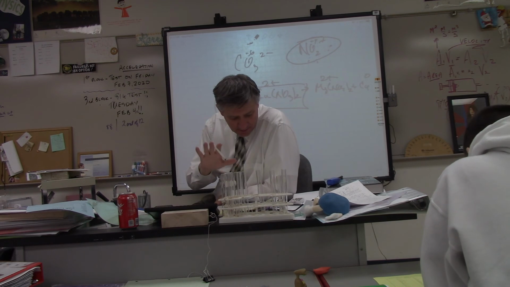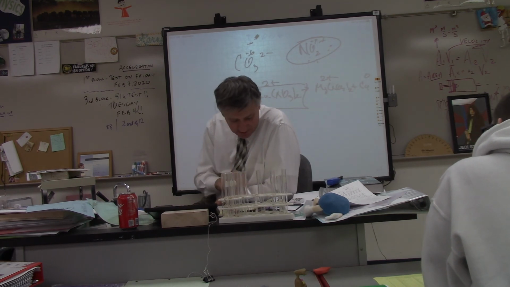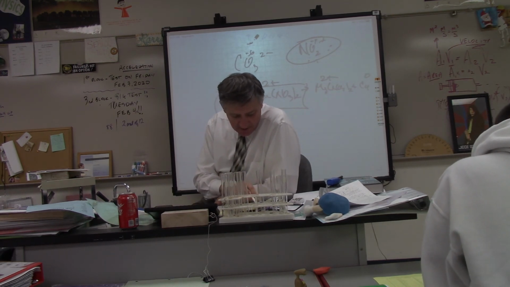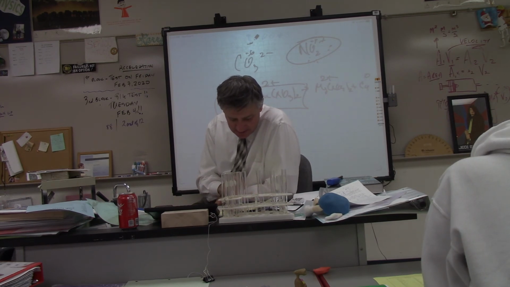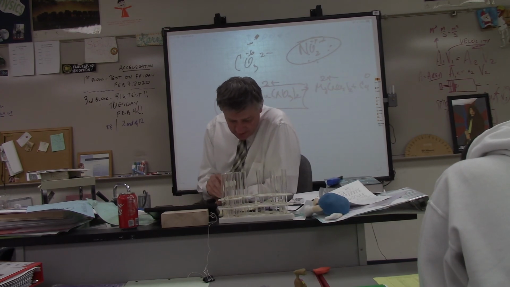I'll just give you this right quick. On B, the element reduced is tin. Iron is oxidized. The reducing agent is iron. The oxidizing agent is tin chloride. And then on C, sulfur is reduced. The sodium is oxidized. The reducing agent is sodium. The oxidizing agent is sulfur.